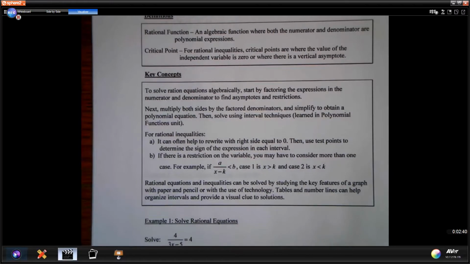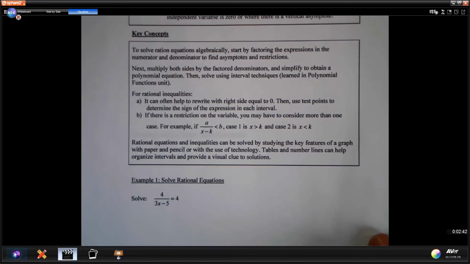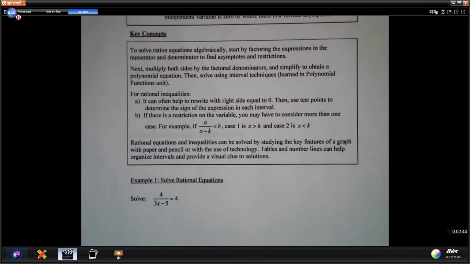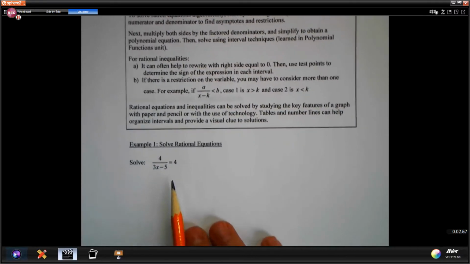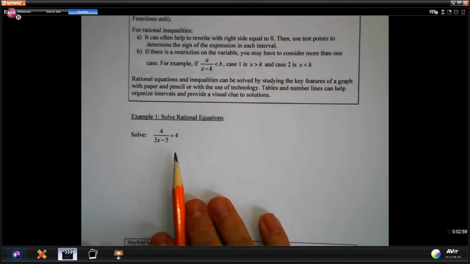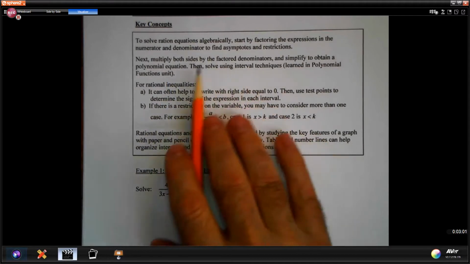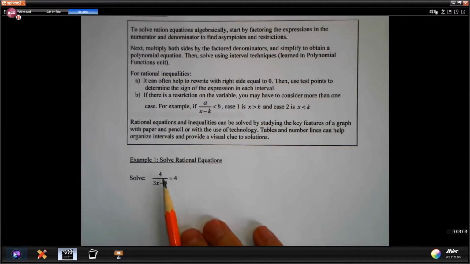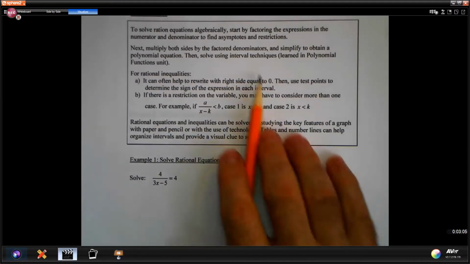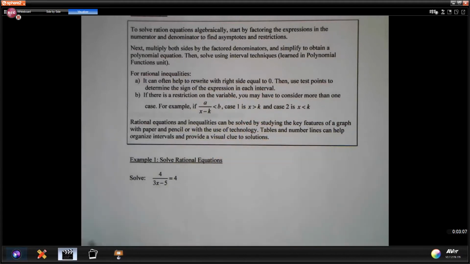So let's just dive right into it. I've got two examples of solving rational equations and two examples of solving rational inequalities, and hopefully that's enough to get you going for your homework and practicing some of the questions. The first one here, and you can read the key concepts at your will. It's probably better to do the examples first and then go back to remind yourself from up here.